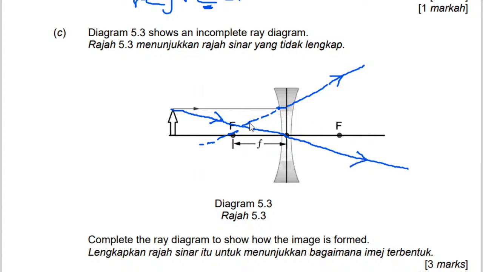So we see the intersection here. If you lengthen the first ray and the second ray, they will not intercept in front, so look behind. This is the intercept. We use a dotted line because the image is virtual. So this is the image, and you draw the image. This is mark number 3. Clear?